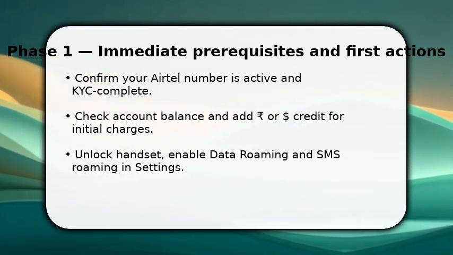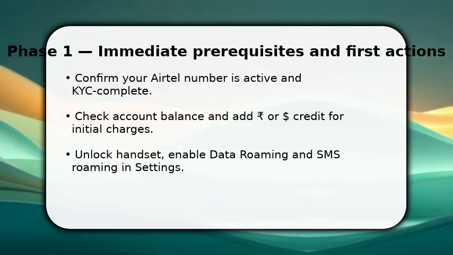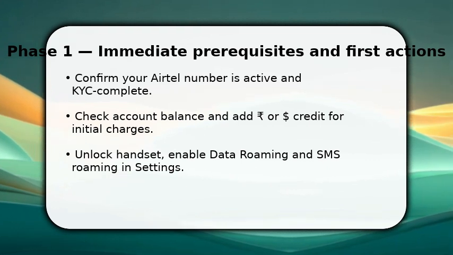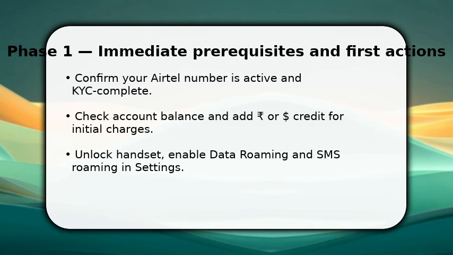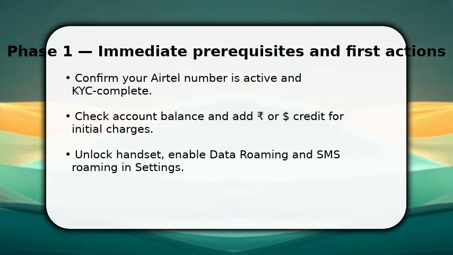Also, enable data roaming in your phone settings and allow SMS permissions. These let the carrier push the activation. Finally, restart the phone so the network can register the new roaming profile and detect partner operators.